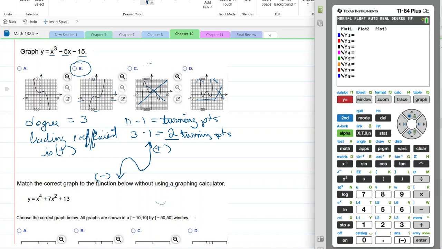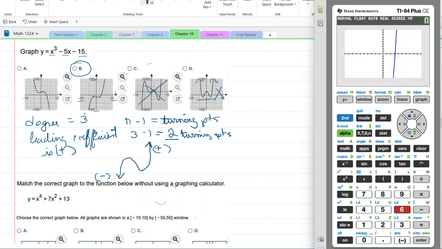I'm going to go to the y equals, and we're going to enter this. Second row, second key, up caret 3, and I'm going to do the side arrow to bring it back down, minus the 5x, minus the 15. All right, and then I'm going to do zoom 6, right? Because that's a 10 by 10. And we can see that this one does not work very well.